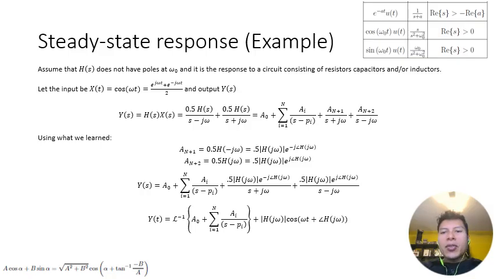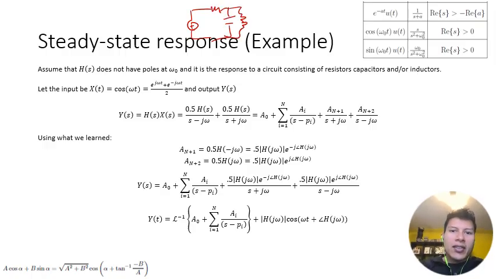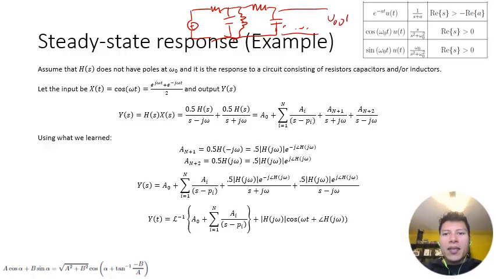So let's just assume we have a circuit. This could be any circuit. You have a voltage source, a resistor, you could have a capacitor, you could have an inductor, you could have another resistor, another capacitor, and so on. And then this is your output, V out, let's say. And then you find the transfer function for this circuit, H of s.